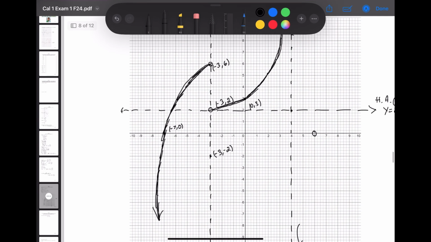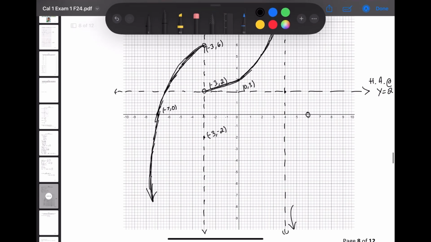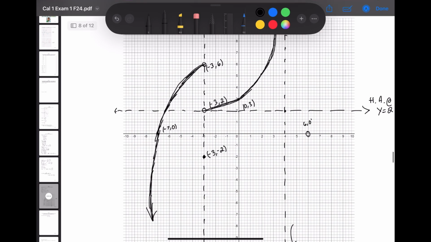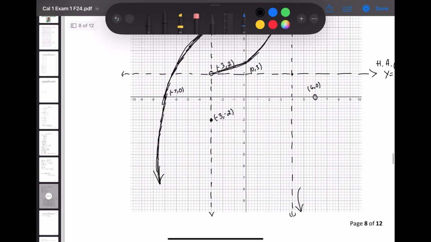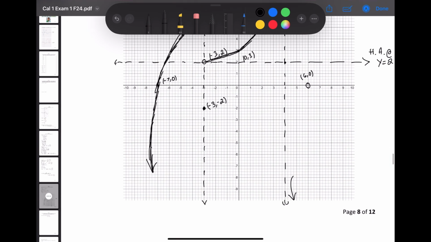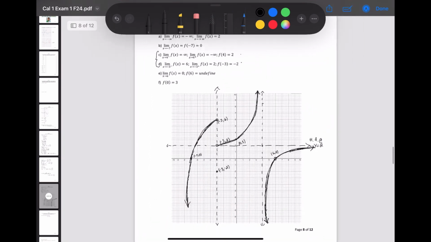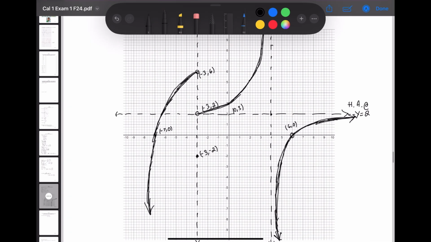Okay, and then let's make this one a little bigger so you can see it. And this is going to be 6, 0. And then, yeah, so then we can go ahead and connect this one. And then it's approaching 2, so we're getting somewhat close. Okay, and that is what our graph looks like. Okay, thank you.